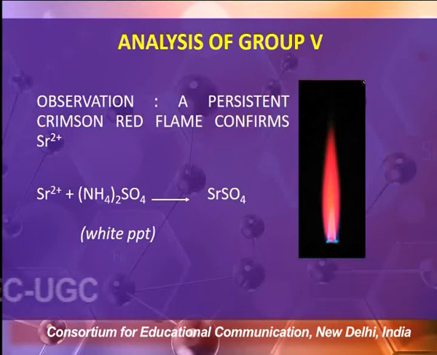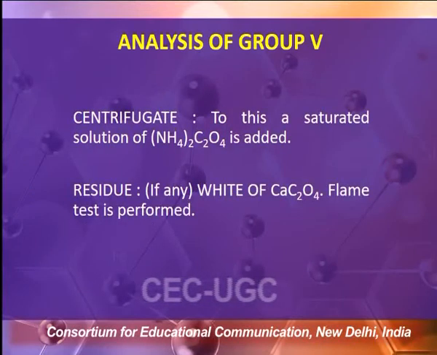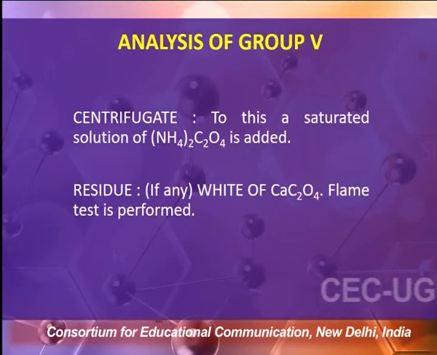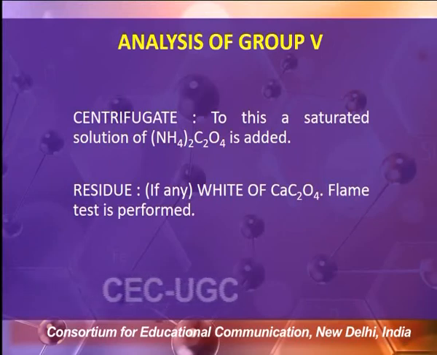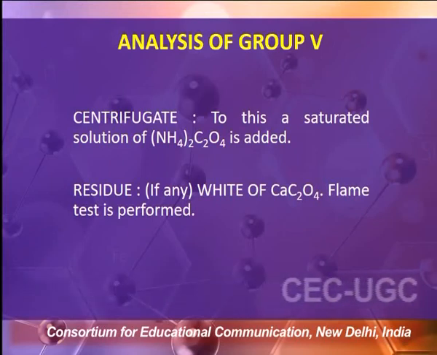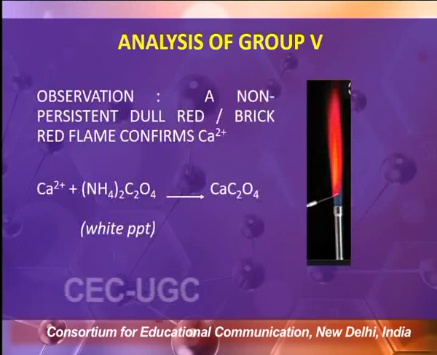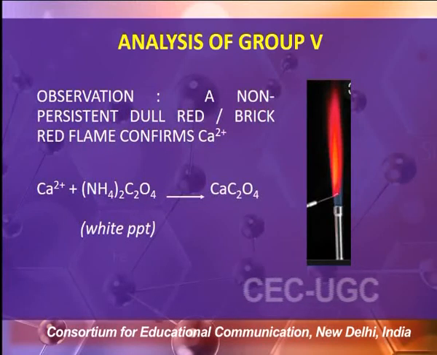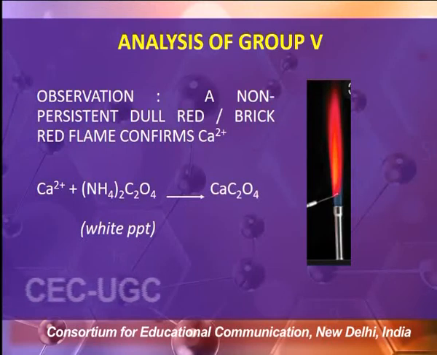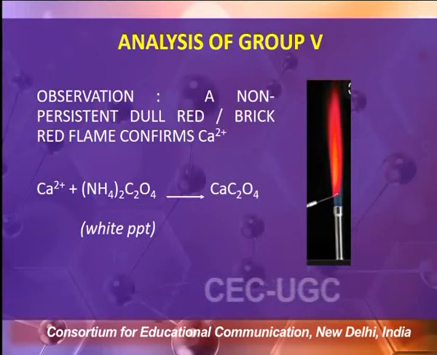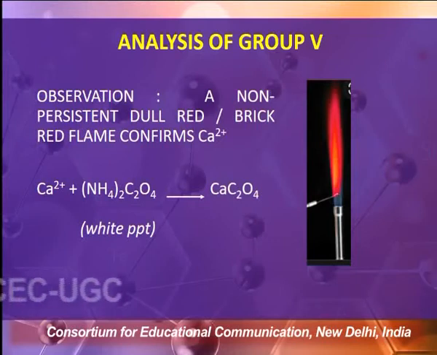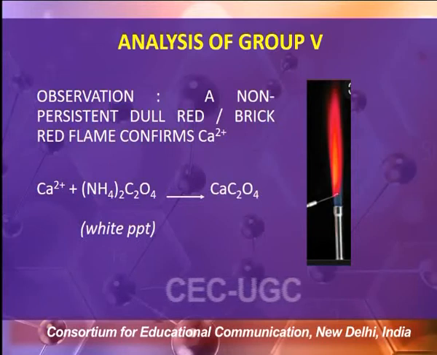crimson red persistent flame. If to the centrifugate a saturated solution of ammonium oxalate is added and a white residue of calcium oxalate is obtained, then calcium can be confirmed in the mixture by performing the flame test. Again, the flame test is performed in a similar manner as earlier, and if a non-persistent dull red or brick red color flame is obtained, it confirms calcium ions in the mixture. Non-persistent means that this color of the flame will come and immediately go within 1 or 2 seconds.